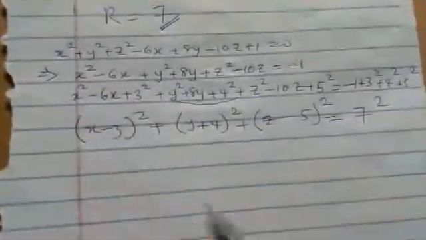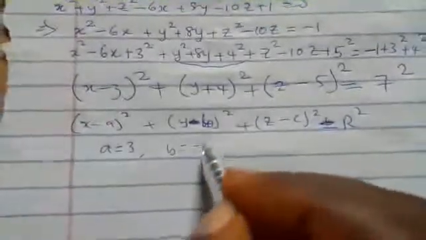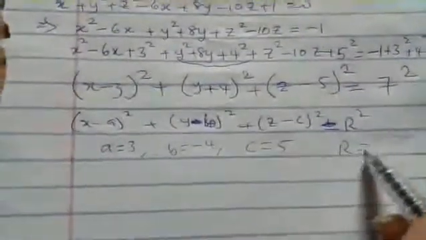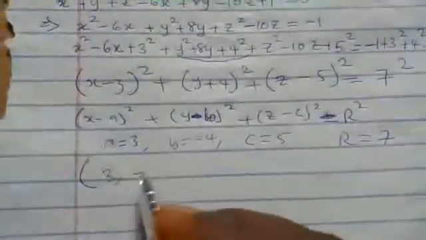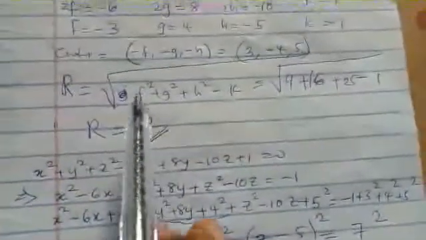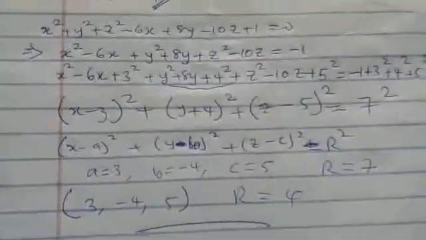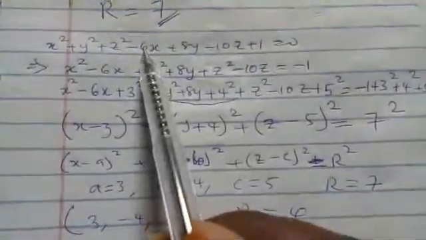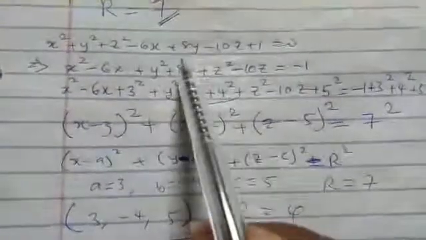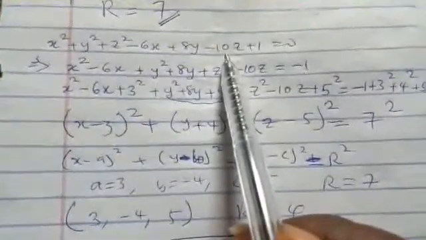So we just need to compare it to the equation of a sphere, which says... So if you now compare it, you see that a is 3, b is minus 4, c is 5, and our r is 7. So the center becomes (3, -4, 5) and our radius is 7, which agrees with this. So when we are finding the center of a sphere, it's very easy. The center will be the negative of half of this, the negative of half of this, and the negative of half of this. So that will be the center.